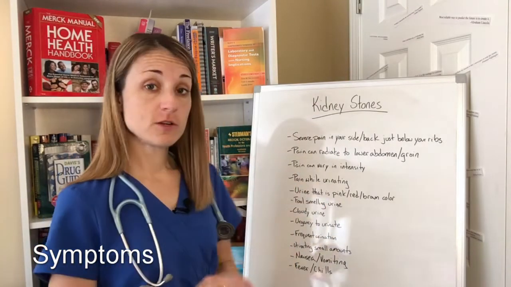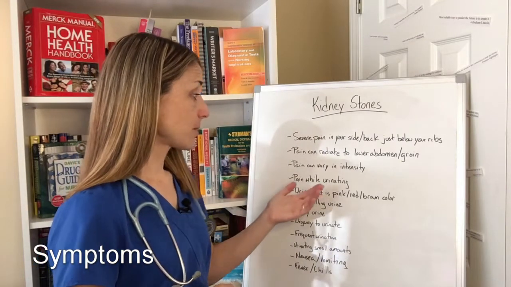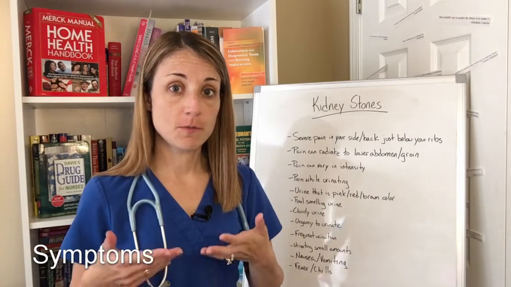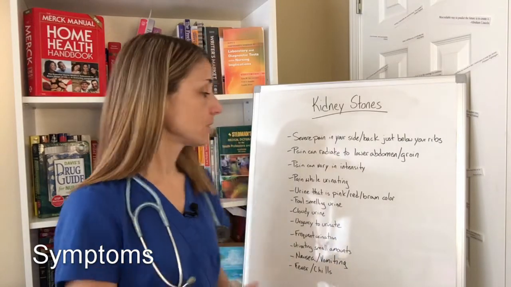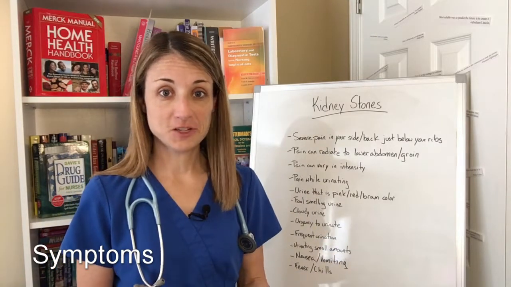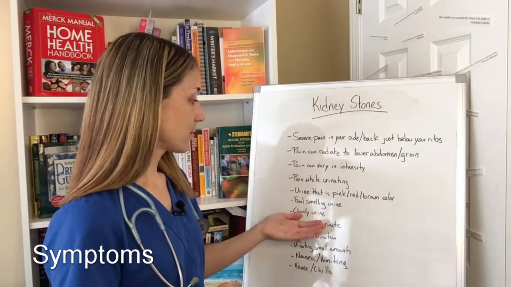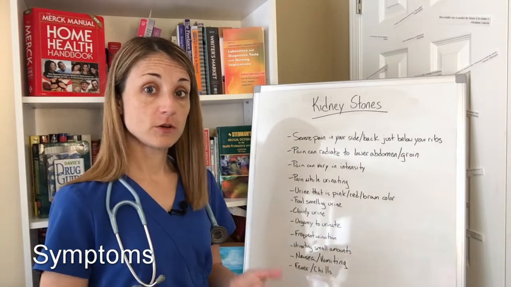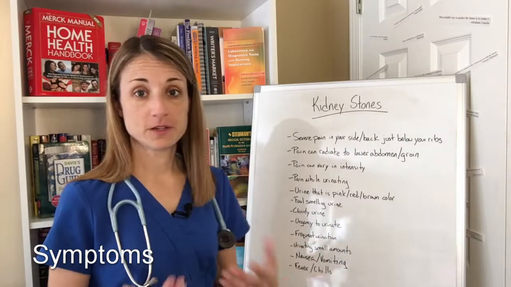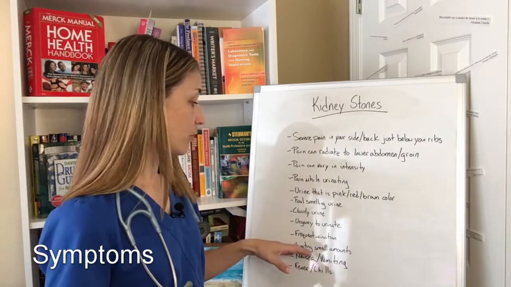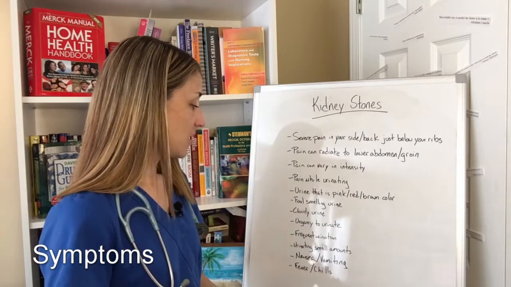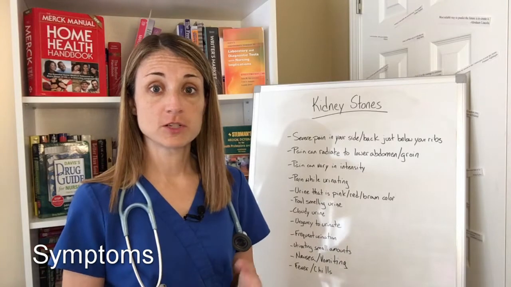You can have pain when urinating. Your urine might be pink, red, or brown colored. This indicates there's some bleeding due to the kidney stone passing through your urinary system. You can have foul smelling urine, which would indicate an infection. You can have cloudy urine. You can have an urgency to urinate, meaning that you feel like you need to go all the time. You're frequently going to the bathroom, but only urinating in small amounts. You may have nausea, vomiting, or fever and chills.